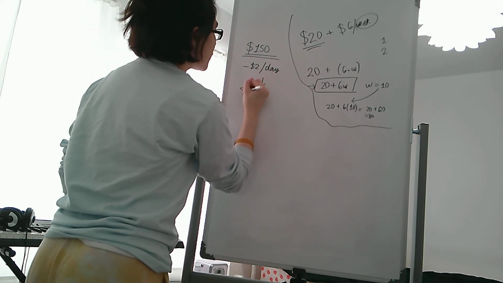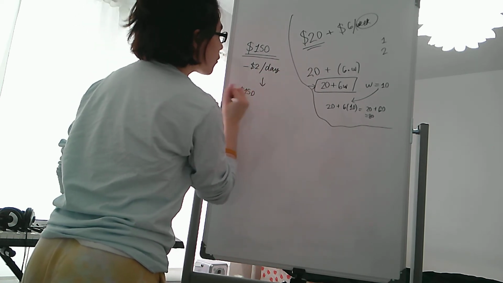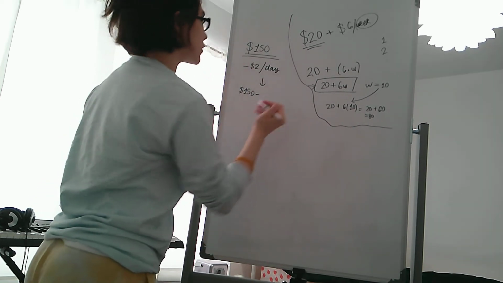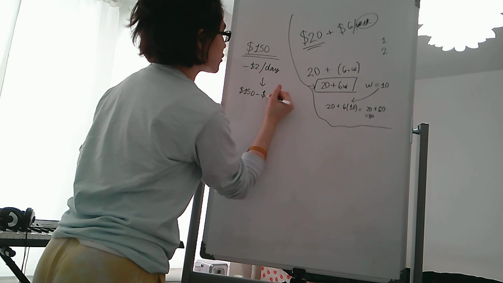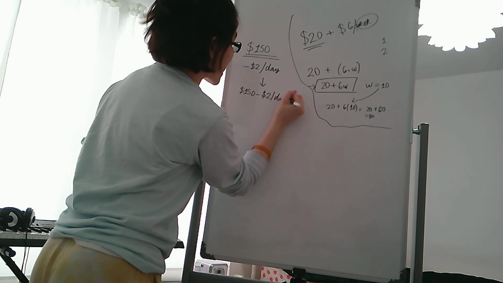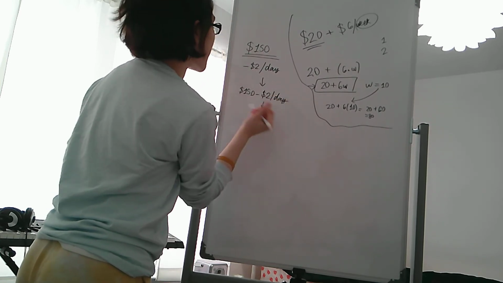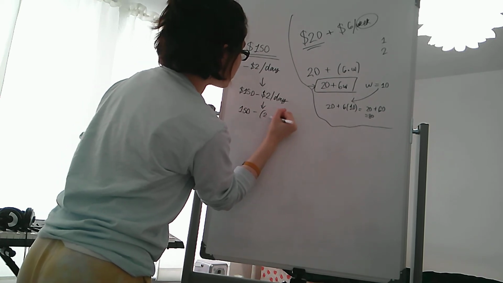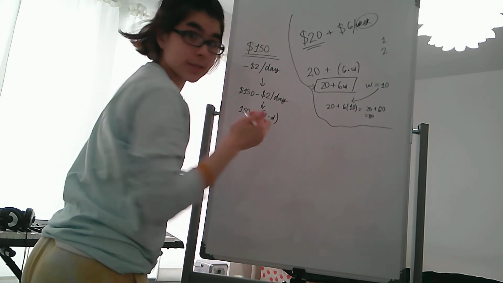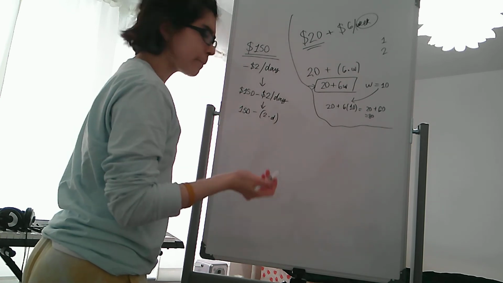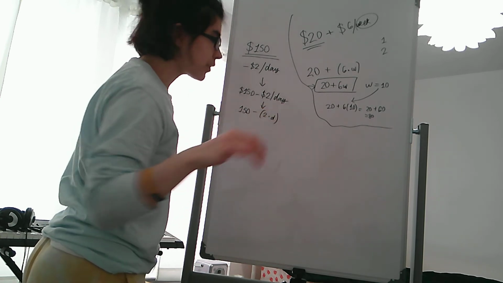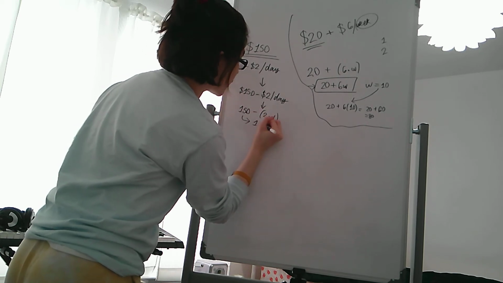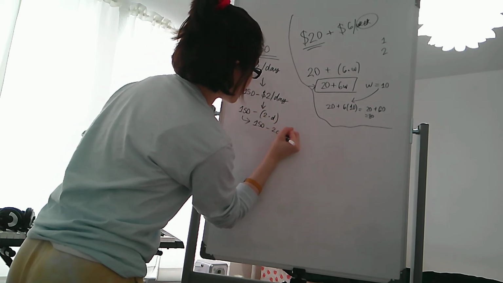So 150, that is your starting point, okay? But you are subtracting because you're getting less money over time, okay? You're spending $2 a day, all right? So we can do this as 150 minus 2 times D, where D represents the number of days, okay? D represents the number of days. So we have our algebraic expression, 150 minus 2D.